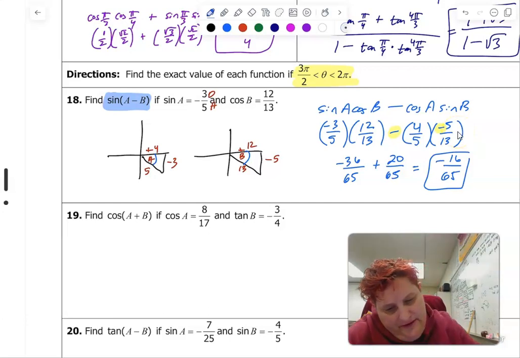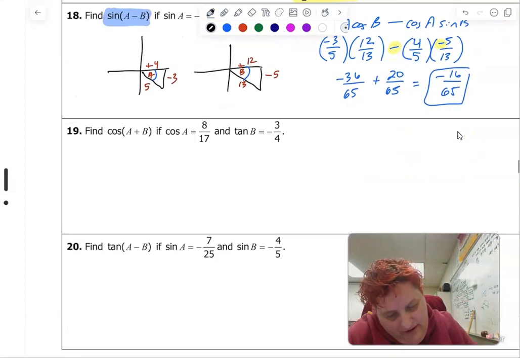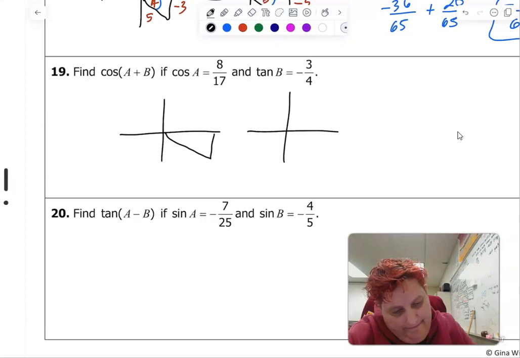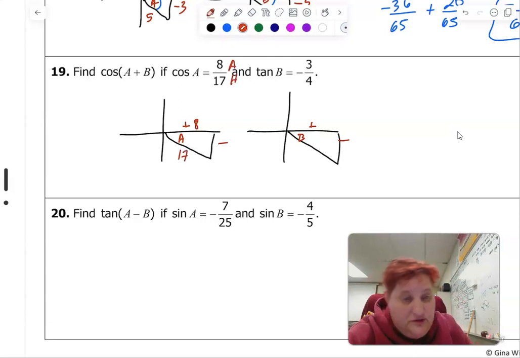All right, let's look at the next one. Again, we have a triangle for A and B. And we're using the same direction, so they're just both in the fourth quadrant. I've got triangle A over here. I've got triangle B over here. Cosine is adjacent over hypotenuse, so that's 8 over 17. That's a triple. You guys have those written down. You can use that paper where they're written down or write it on your best friend chart. 8, 15, 17.